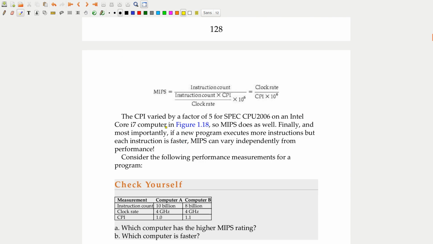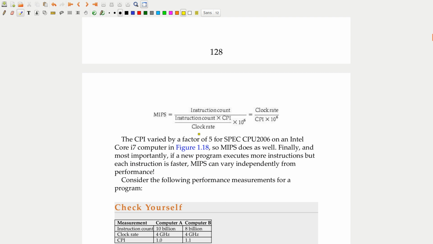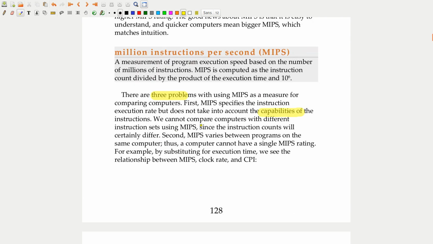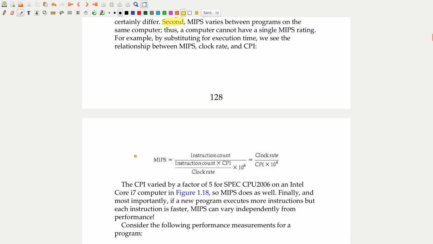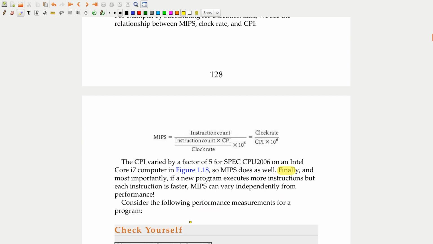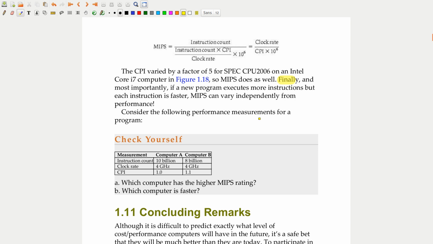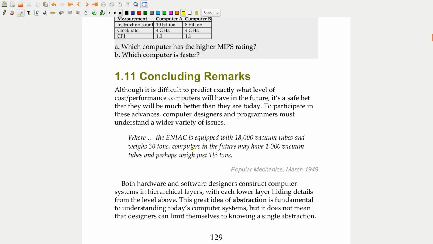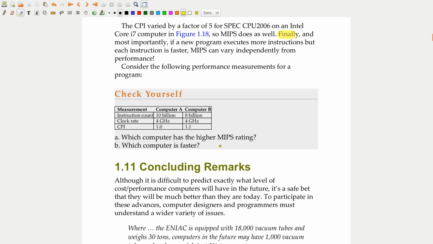So the third. Okay, finally. And most importantly, if a new program executes more instructions, but each instruction is faster, MIPS can vary independently from performance. Okay. So yeah, we see that it's important that we look at good performance metrics, and we use them well. So that's a pitfall. Not all performance metrics are the same.